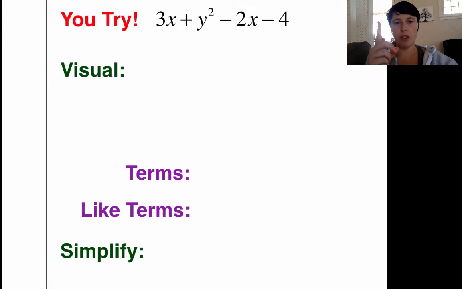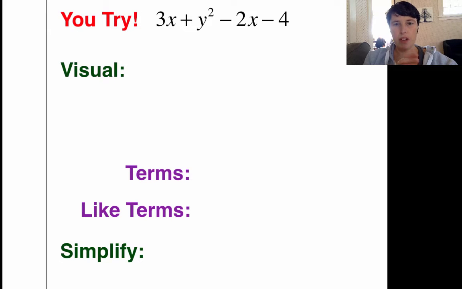All right, your turn. You're going to try. So I'm going to give you a problem. It's 3x plus y squared minus 2x minus 4. And what I want you to do is hit the pause button on your device, and go through the work. You're going to draw the visual, write out the terms, write out the like terms, and then try to simplify. See if you can do all 4 steps. Go ahead and hit that pause button and give it a try.